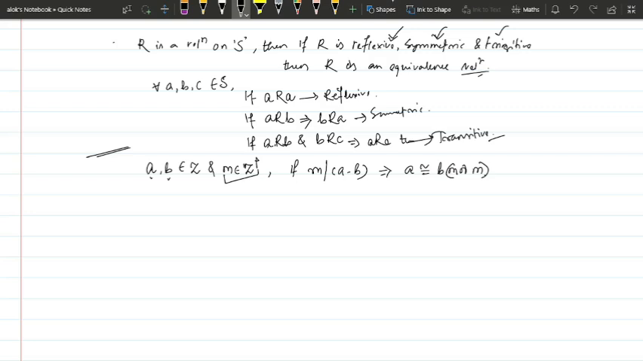Now we prove this is an equivalence relation. Consider A, B, C integers and M a positive non-zero integer. First we prove reflexive.